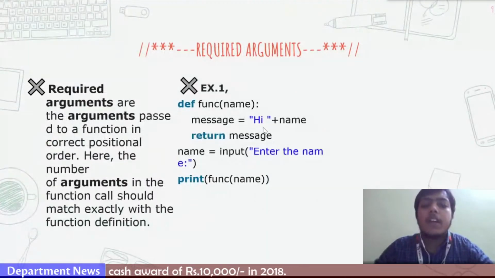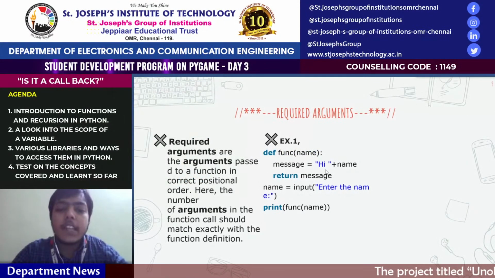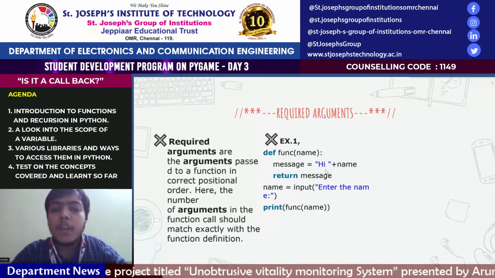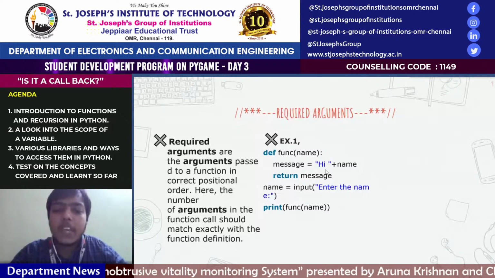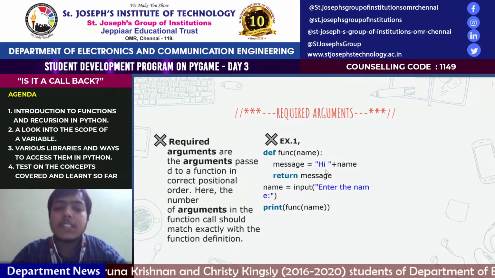In this type, let us see an example before that. In this function, name has been sent as the argument. It has been given to that function. So the message will be hi plus name. Name here is giving user input. So whatever the input the user is giving, for example, Jack in that case, you will be getting a message as hi Jack.